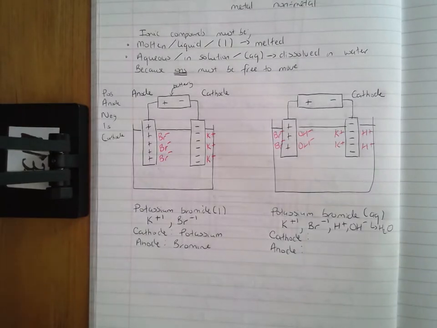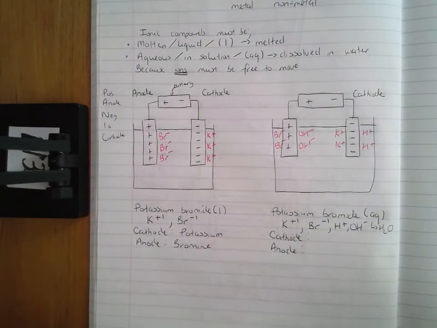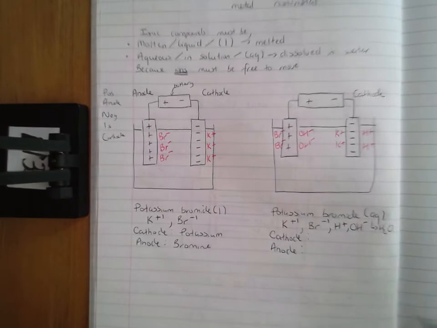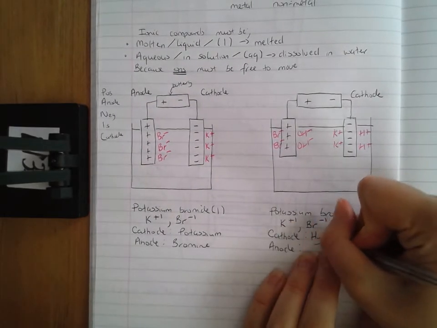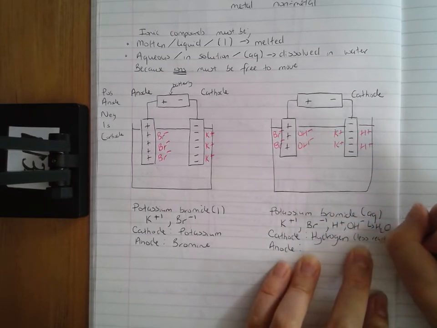And the product that will form is always the least reactive. So you have to look at potassium and look at hydrogen and ask yourself, which is the least reactive? In order to answer that question, you need to look back at your reactivity series. And you will see in your reactivity series that potassium's at the very, very top, the most reactive that we look at, and hydrogen's right down the bottom. So when you ask yourself, which is the least reactive, the answer is going to be hydrogen. Hydrogen is less reactive, so hydrogen is the product at the cathode.